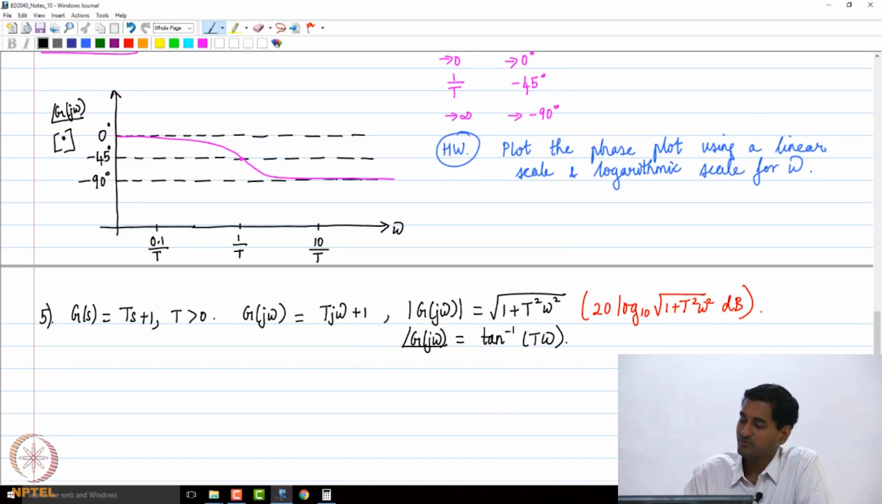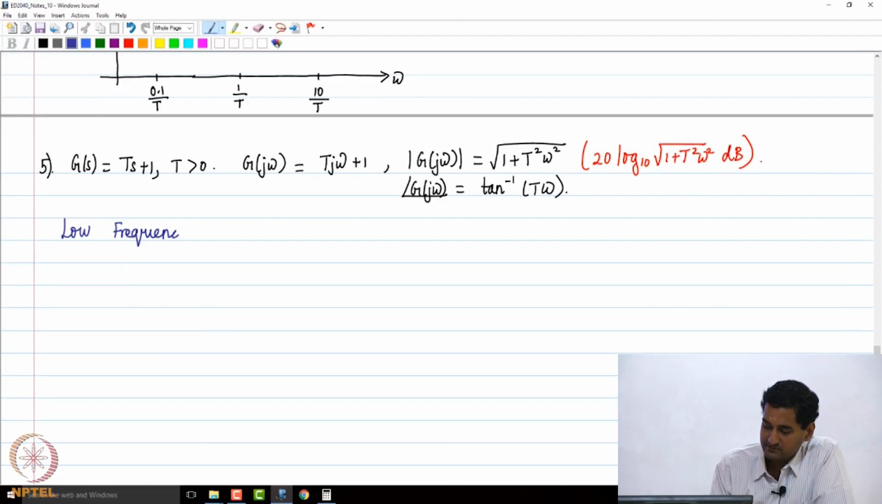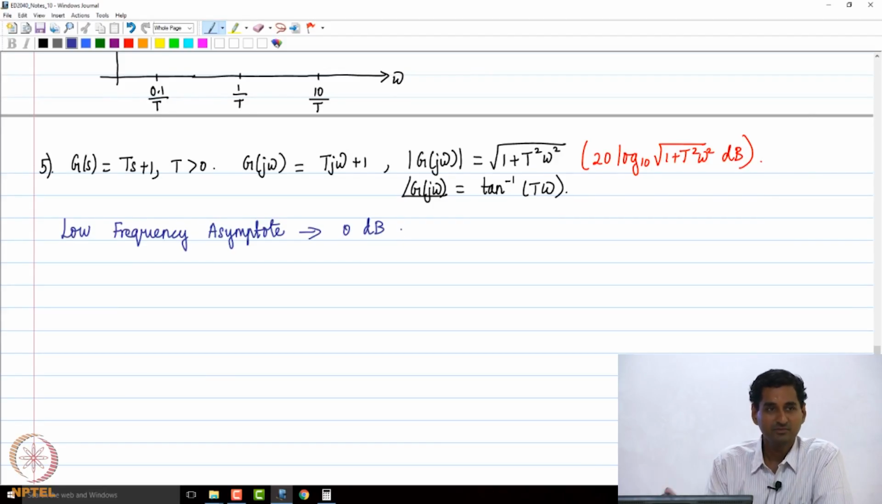So now you are going to help me with it. It's pretty straightforward to conclude these things. So what is going to be the low frequency asymptote of the magnitude plot, by the way? It's going to be the 0 decibel line, right? As omega is lower than 1 by capital T, it's going to tend to 0 decibel.